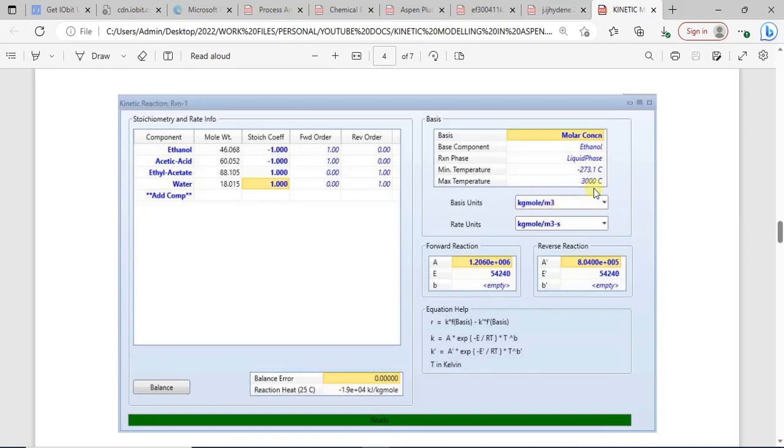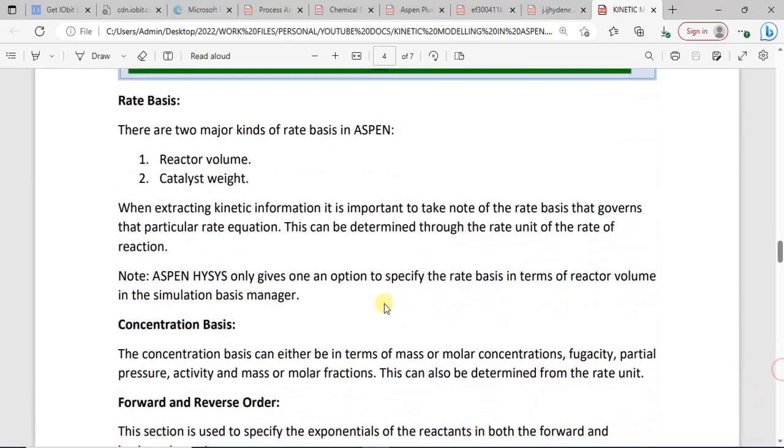You will see the other units in this drop down, and you will see that all of them are based on reactor volume. So when you are extracting data for your modeling in Aspen Plus, you have to keep that in mind, that you probably cannot use catalyst weight to specify your kinetics. You have to source kinetics of that particular reaction that is in terms of reactor volume. So that is for your rate basis.